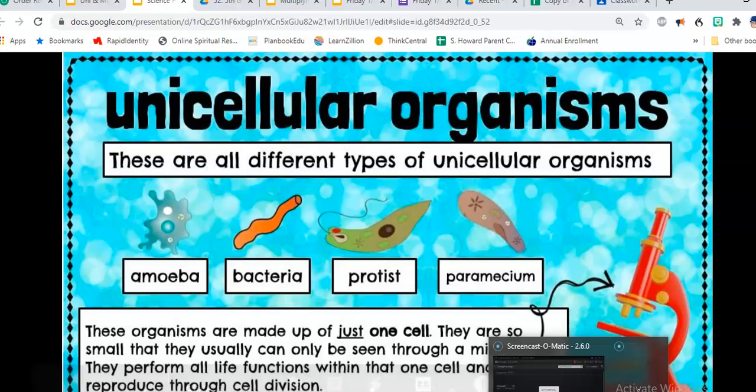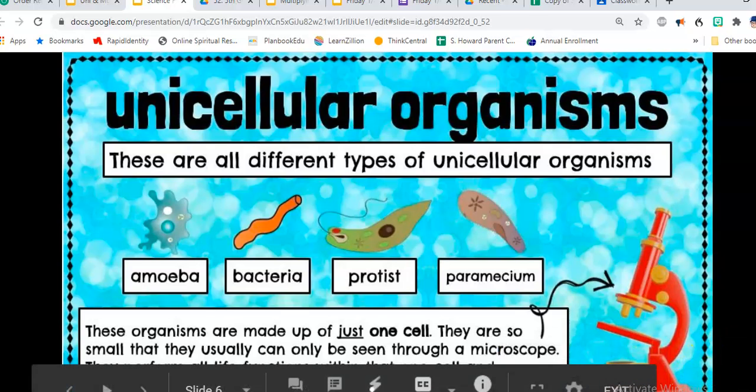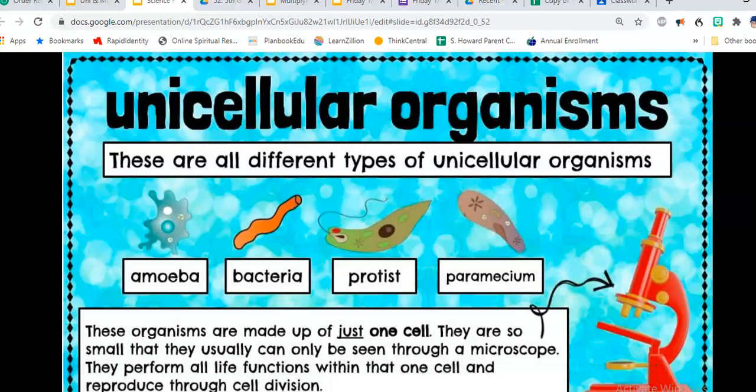Now, unicellular organisms, you've been looking at a lot of these lately, this week anyway, but these are some different types of unicellular organisms here. The amoeba, one-celled organism. Bacteria, a protist, a paramecium, and we saw paramecium in the video that was a couple of slides ago. These organisms are made up of just one cell. That's what uni or una means. They are so small that they usually can only be seen through a microscope. They perform all life functions within that one cell and reproduce through cell division.